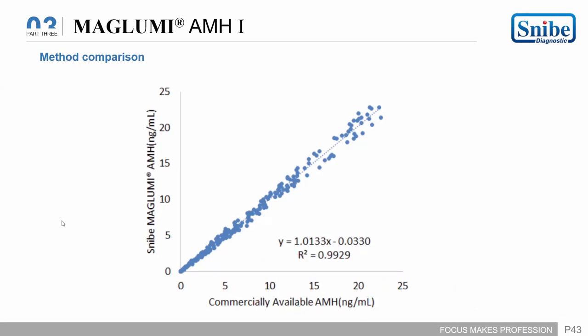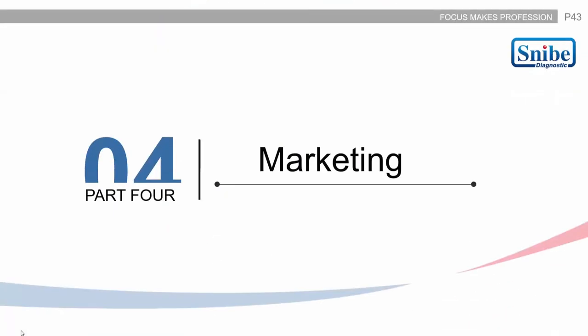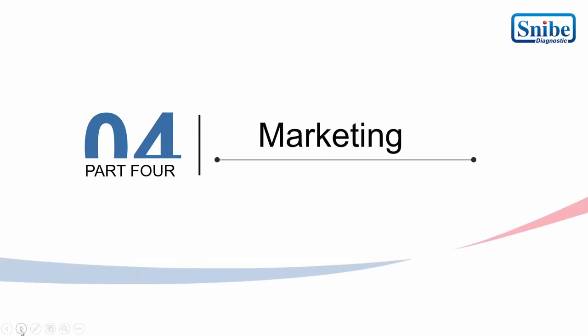So if we compare the anti-Mullerian hormone first generation with the commercially available AMH, the regression value is 0.99, which shows an excellent correlation between the SNIB AMH assay versus the commercially available anti-Mullerian hormone assays.